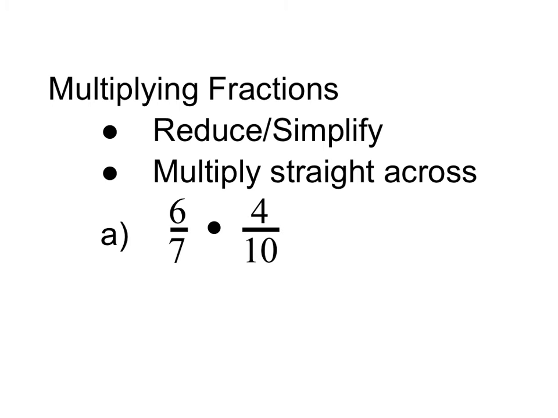It looks like I could reduce 4/10 or 6/10. I'm going to do 6/10. I'm going to divide both by 2, so that becomes a 3. That becomes a 5. All right, can't reduce anymore, so multiply straight across. That'll be 12/35.